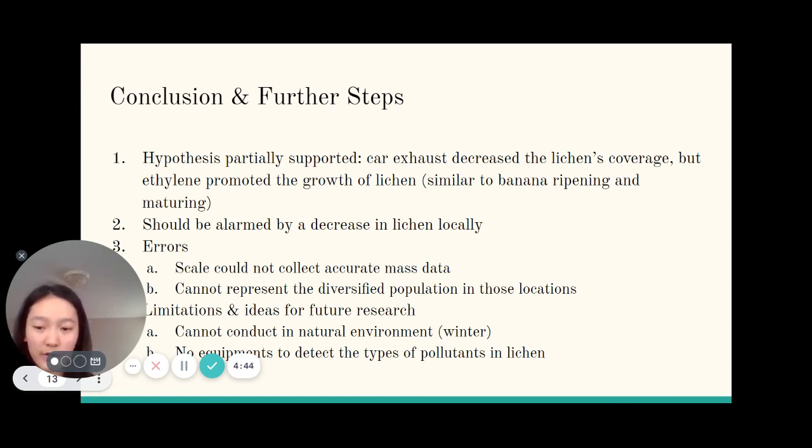Some errors that were involved were that the scale could not collect accurate mass data, and it could not represent the diversified population. Some limitations were that I cannot conduct this in natural environments since it's winter, and there was no equipment for me to detect the types of pollutants in the lichens, which could be very helpful to support my results.